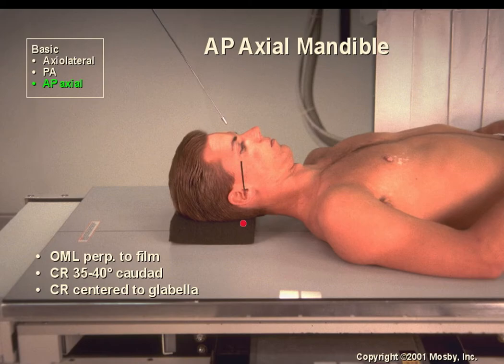AP axial mandible. You have the OML perpendicular to the film, perpendicular to the table. Your central ray is 35 to 40 degrees caudad, okay? So you've got this angle. Central ray is centered to the glabella. So you're right at the glabella with that 35 to 40 degree angle with your OML perpendicular.